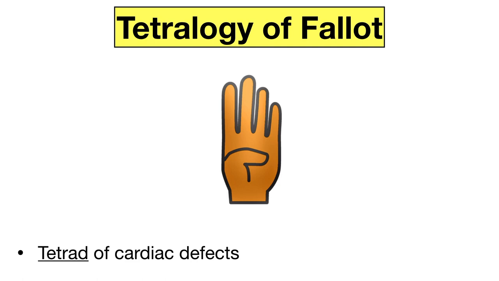The 4th cyanotic defect is Tetralogy of Fallot. For this, you'll hold up 4 fingers. Tetralogy of Fallot is a tetrad of 4 heart defects. Remember in our medical terminology video, the prefix tetra means 4, so holding up 4 fingers will help you remember Tetralogy of Fallot and that it's a tetrad.